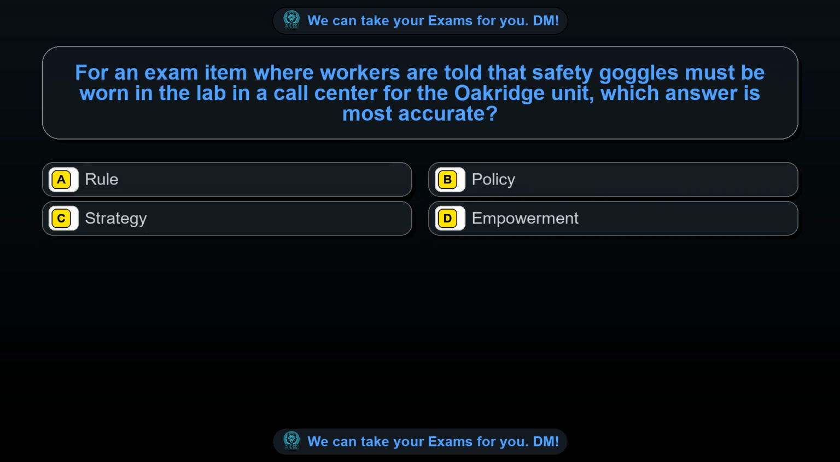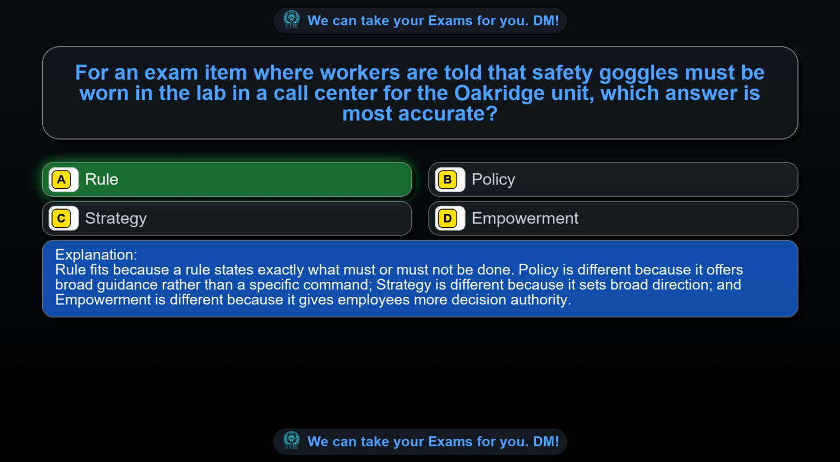Question 88. For an exam item where workers are told that safety goggles must be worn in the lab in a call center for the Oak Ridge unit, which answer is most accurate? Option A, rule. Option B, policy. Option C, strategy. Option D, empowerment. The correct answer is option A, rule.